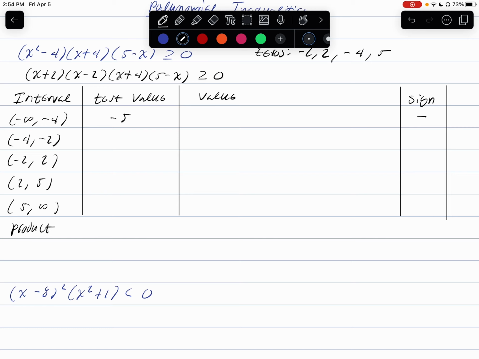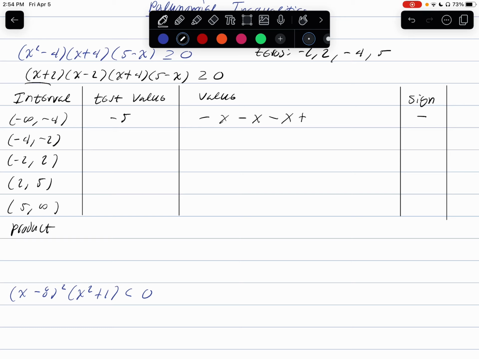So if we plug in negative 5, for x plus 2, negative 5 plus 2 is going to be negative. Negative 5 minus 2 is going to be negative. And then negative 5 plus 4, that's negative again. And then 5 minus negative 5, that'll be positive, so that'll be times a positive number. So we'll have a negative times a negative, which is a positive, times a negative again, which is negative, times a positive, which is negative. So our sign here is going to be negative.